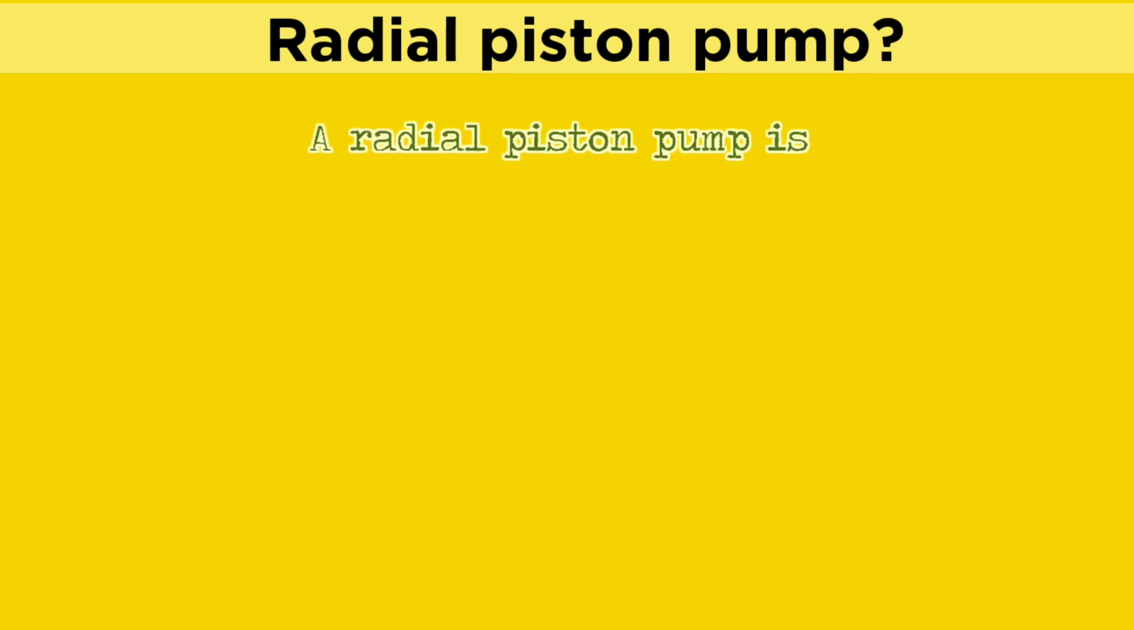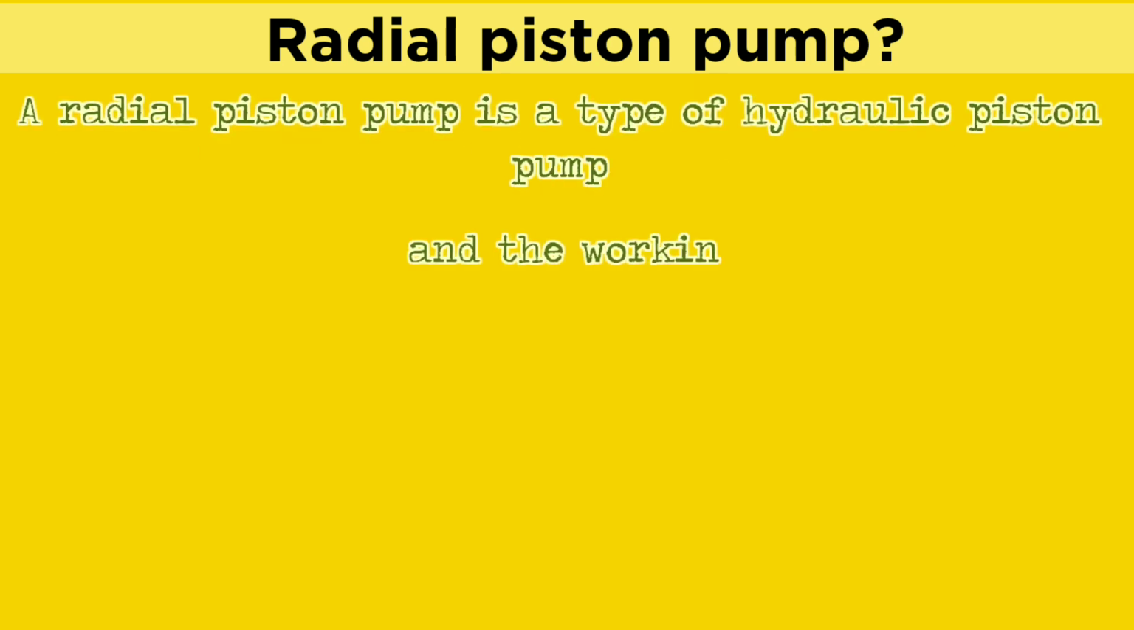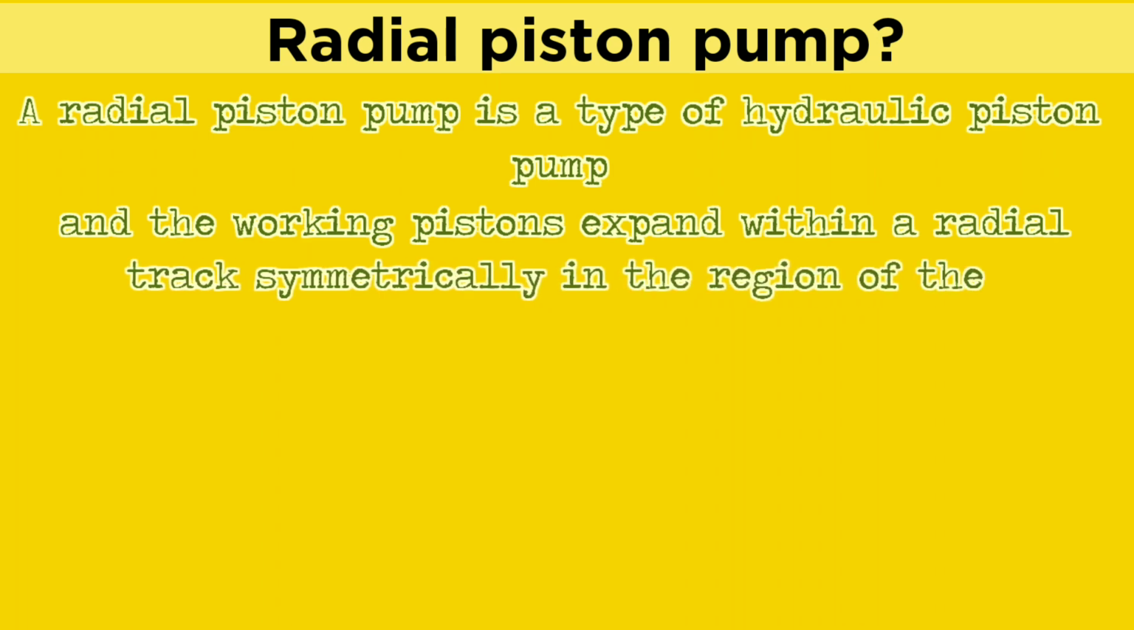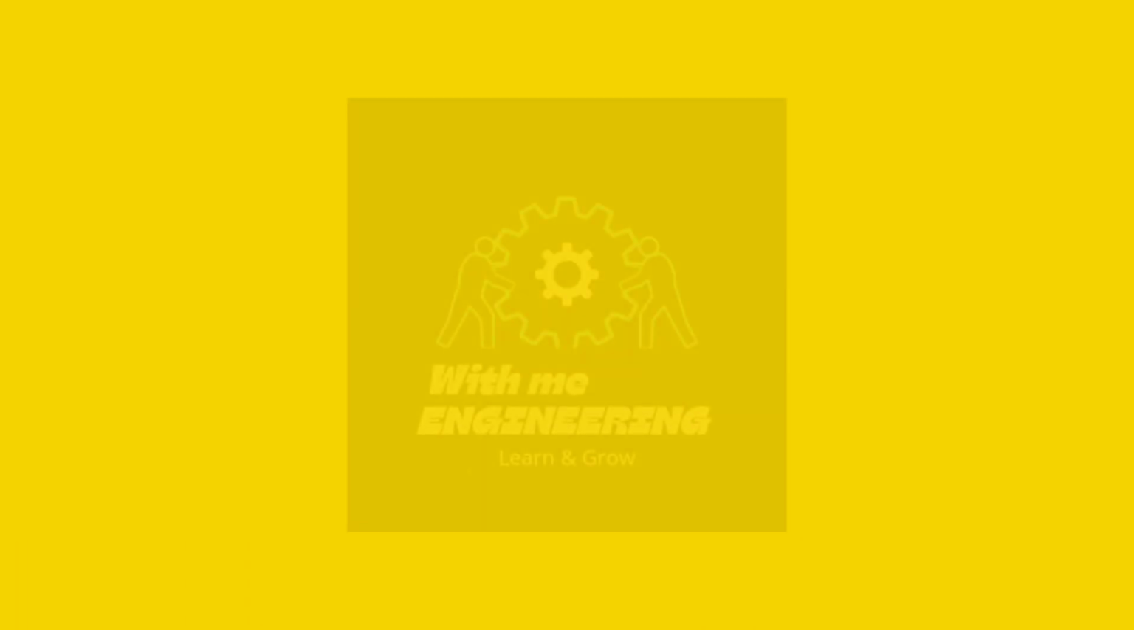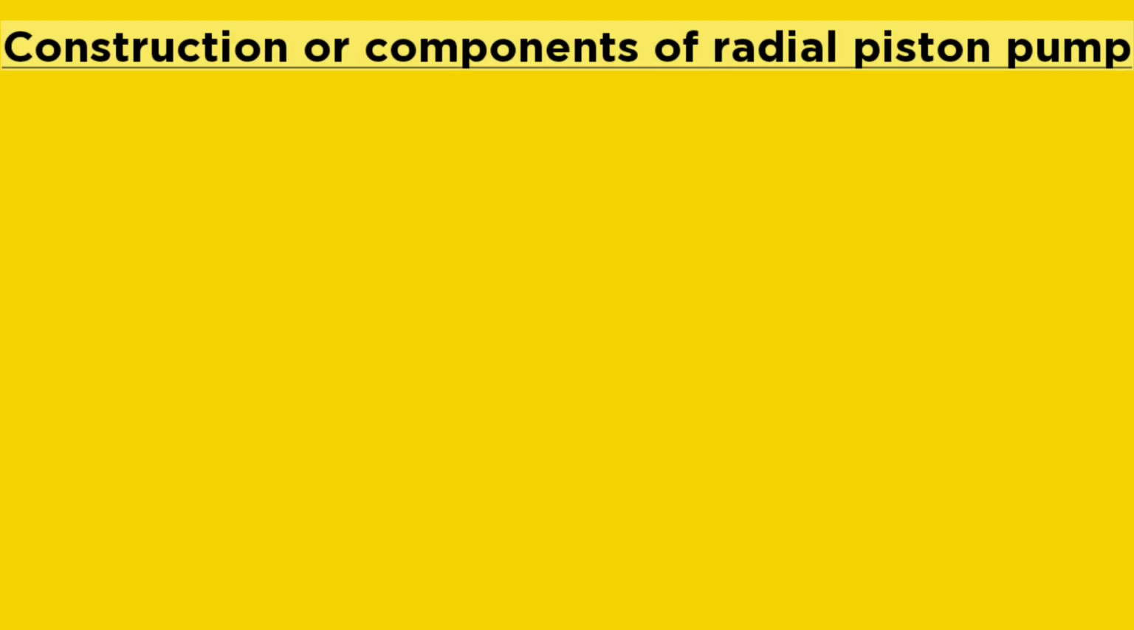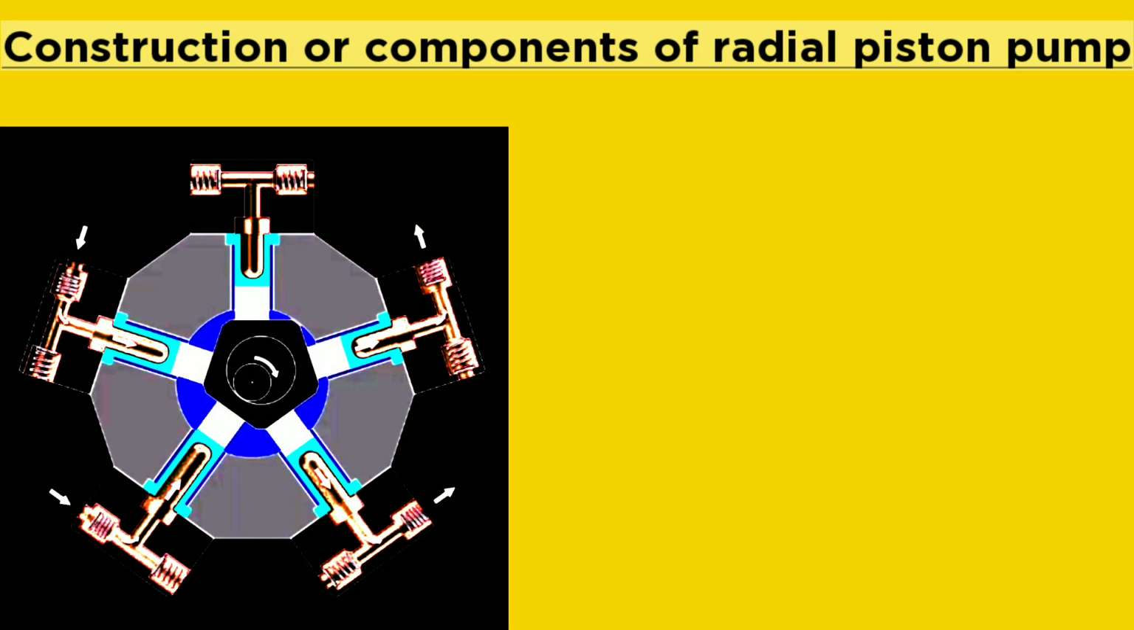A radial piston pump is a type of hydraulic piston pump in which the working pistons expand within a radial track symmetrically in the region of the drive shaft. Let us see the construction, or components, of a radial piston pump. As shown in the figure below, the piston pump consists of different parts.